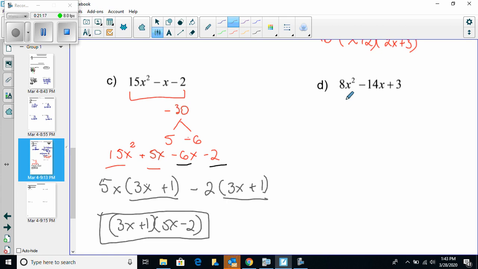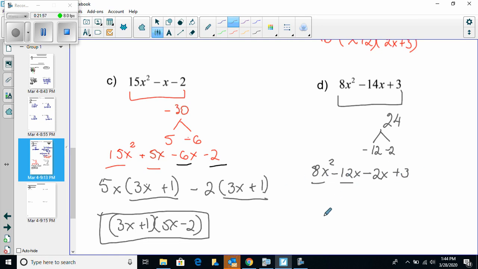Now, if we move to the next one, or the last one of the decomposition method, again, we see that we have a value that is not 1, but you can use this logic even for a equal to 1. The product of the two is 24, and the two factors of 24 that give you negative 14 are negative 12 and negative 2. So now let's decompose minus 12x minus 2x plus 3.